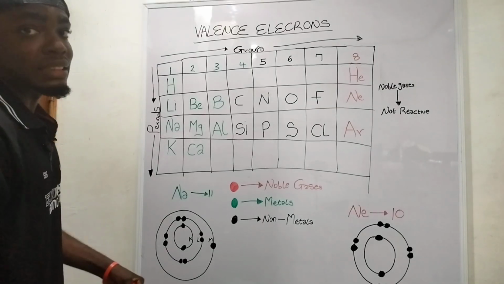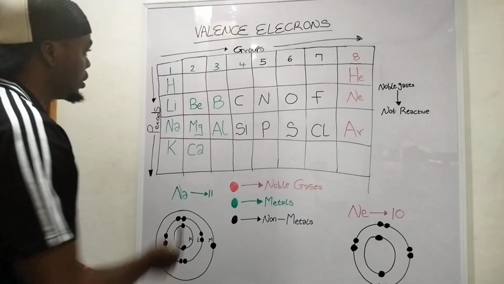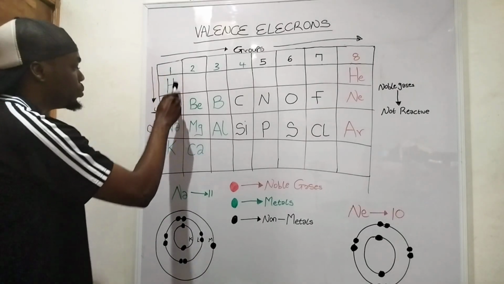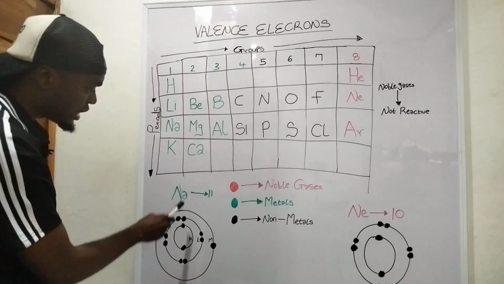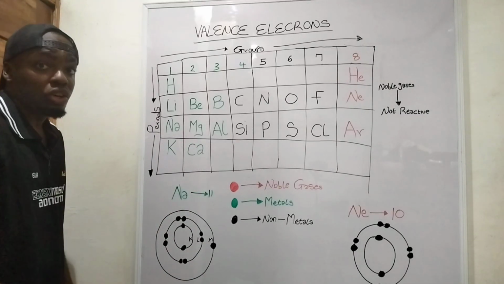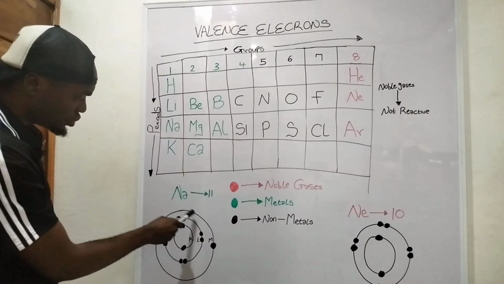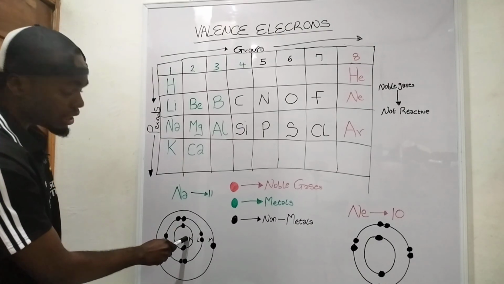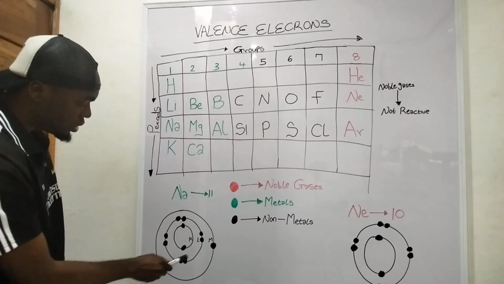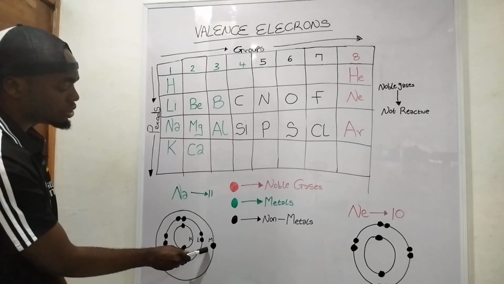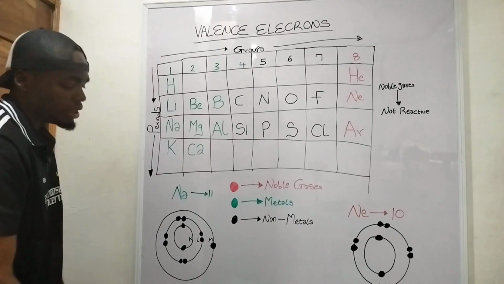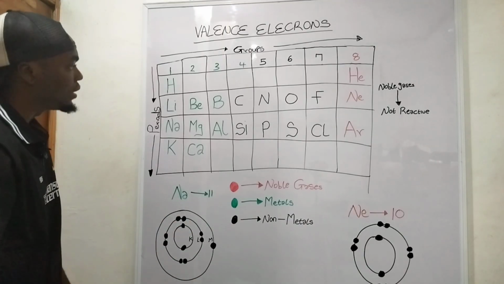So now, for you to understand how valence electrons work, elements that belong to group 1 all have 1 valence electron in their outermost shell. For example, this is sodium, and sodium contains 11 electrons. So if you try to draw the structure, this is the K shell, the L shell, and the M shell. And since sodium has 11 electrons, it only has 1 electron in its outermost shell. That's what we indicated in this diagram here.